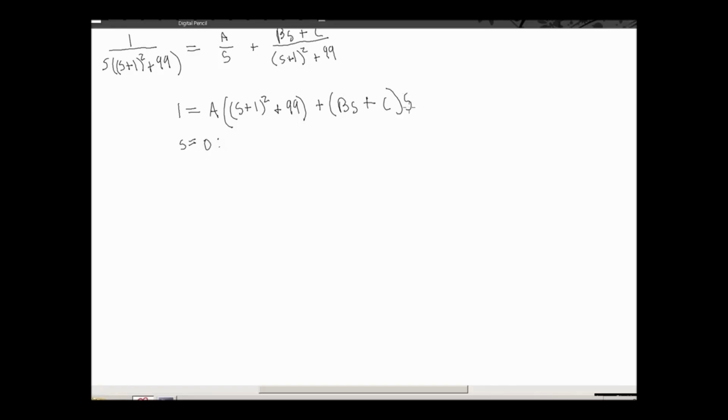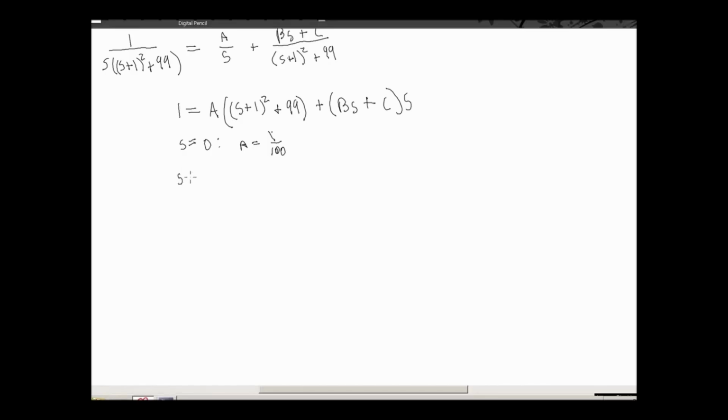When you do that, you plug s equals 0 here, this term disappears, and with s being 0, 1 plus 99 is 100, so you can solve for a as being 1 over 100. Similarly, to solve for b and c, although it's not as apparent, if you chug your way through the calculations, you can see that this works out.